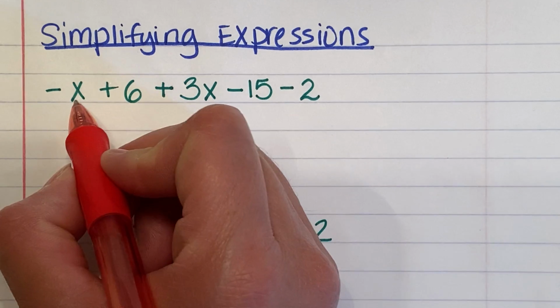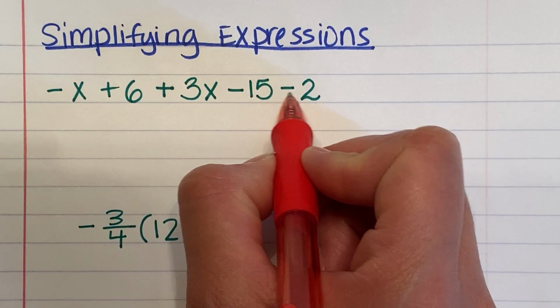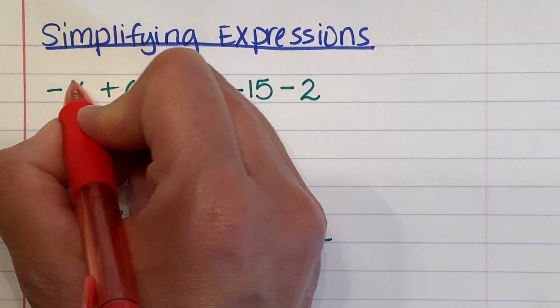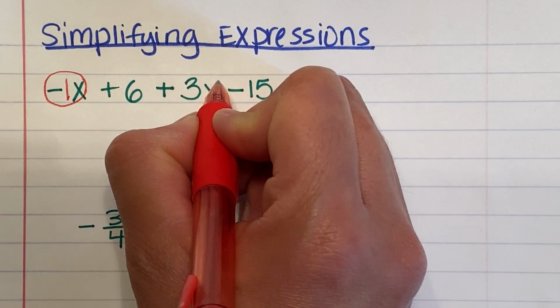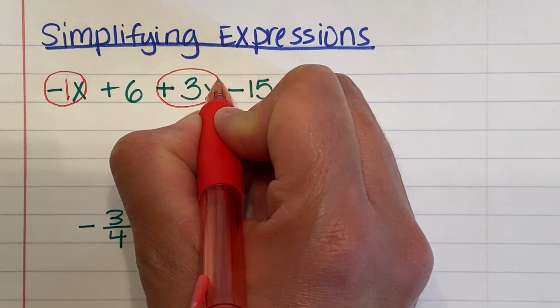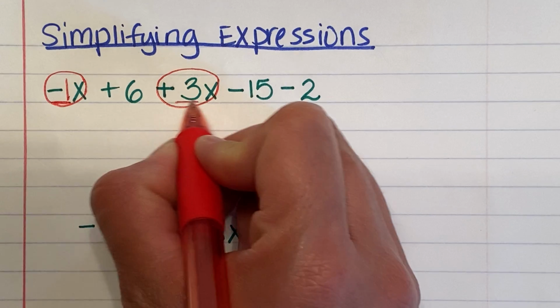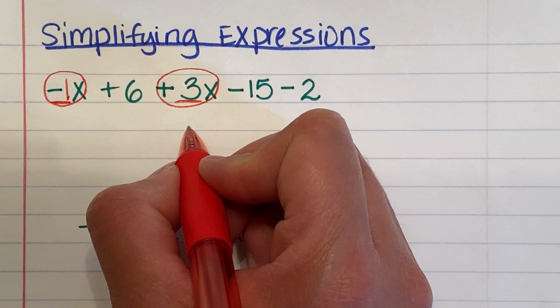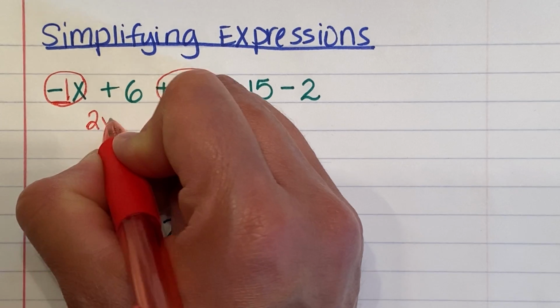So starting from the left, I have negative x plus 6 plus 3x minus 15 minus 2. So I'm going to combine my negative 1x with this positive 3x. When I combine them, I use the exact same sign, and I only combine the numbers in front. I leave the variable alone. So negative 1 plus 3 is a positive 2x.